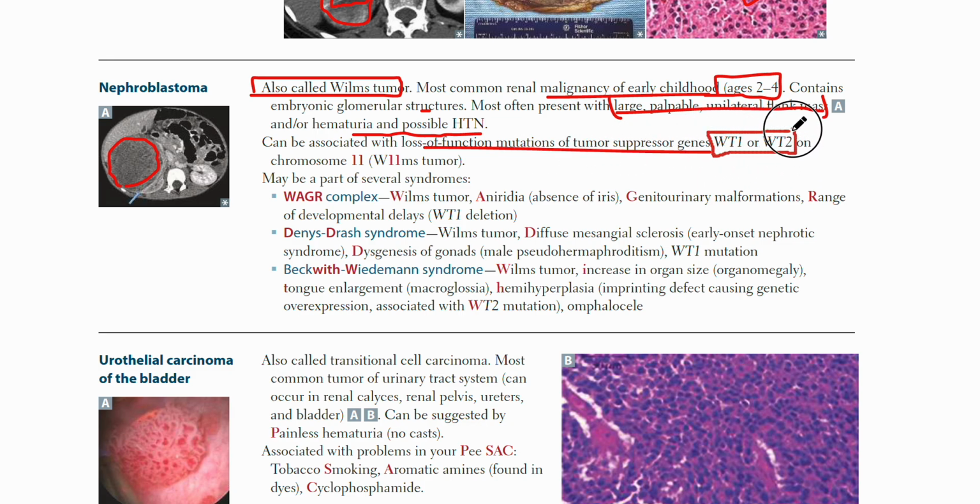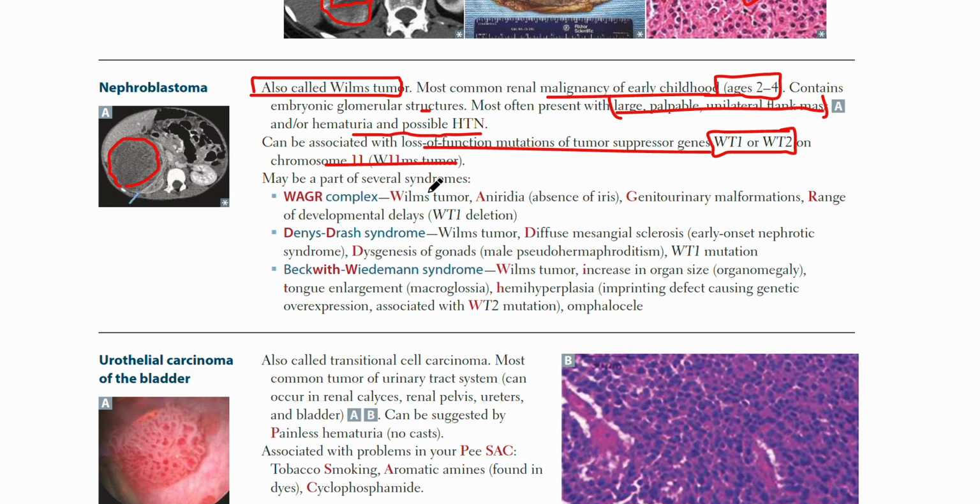We have talked about how we remember tumor suppressor genes and oncogenes. I have made a song for you, and that is on my channel. So if you are new here, you can look at that. And also on chromosome 11, so Wilm's tumor, WII, that is 11 Ms Wilm's tumor, right? You can remember like that.